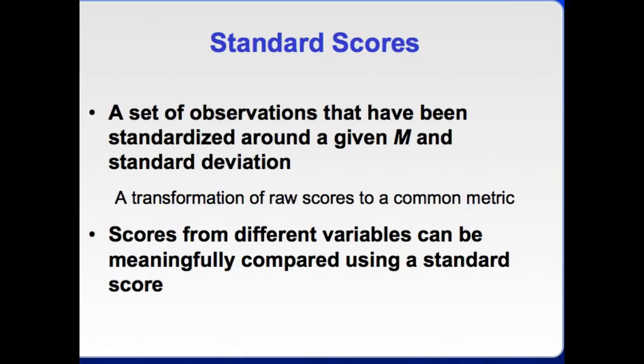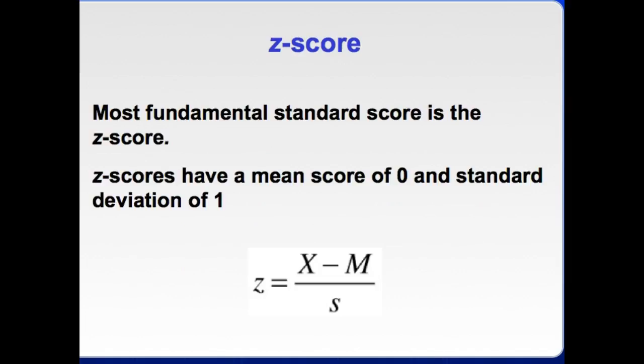Standard scores, a set of observations that have been standardized around a given mean and standard deviation. A transformation of raw scores to common metrics. Scores from different variables can be meaningfully compared using a standard score. The most fundamental standard score is a z-score. Z-scores have a mean of 0 and a standard deviation of 1.